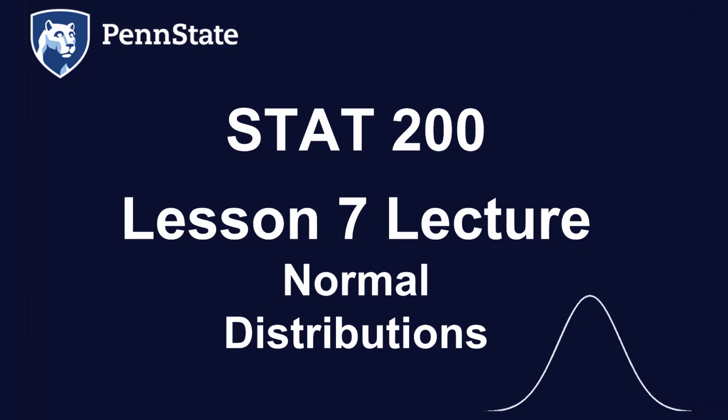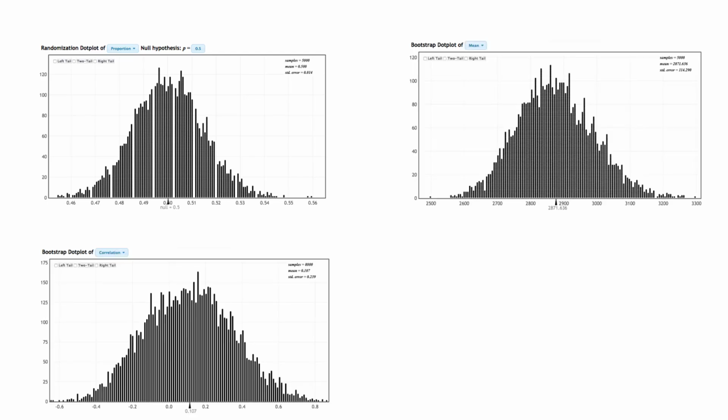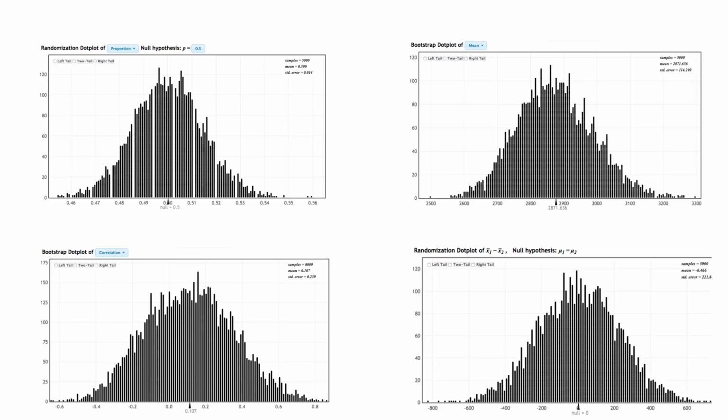You were first introduced to the normal distribution in Lesson 2. The normal distribution is one specific type of symmetrical distribution, also known as a bell-shaped distribution. Over the last few lessons, you've approximated sampling distributions using bootstrapping and randomization methods. You may have noticed that many of the distributions that you constructed had similar shapes. These distributions are all approximately normal.